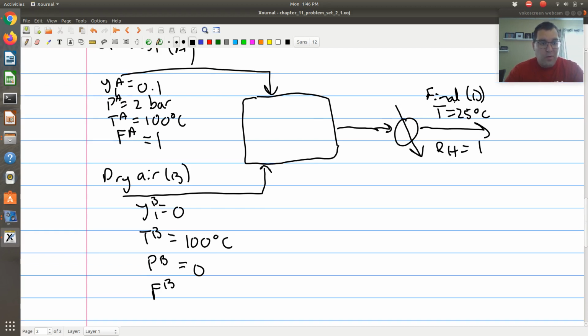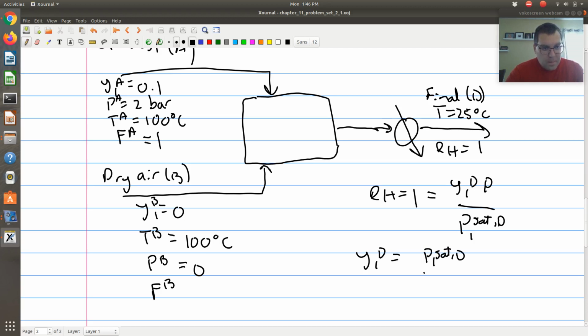Yeah, and so how I'm going to work with this then is if I want a relative humidity of 1 at 25 degrees C, essentially I'm going to solve for the dew temperature calculation. Okay, but if I want a relative humidity of 1, this is in stream D, well then that'd be Y1 in stream D times P over P1 sat at D is equal to 1.